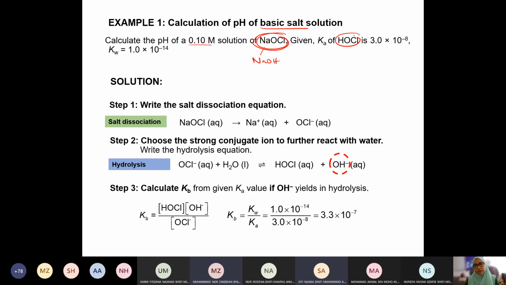Acid is quite obvious. So dia dah beritahu kat sini Ka of HOCl. And then you have Na here. Okay, so this is the salt. Sodium react dengan HOCl producing this salt. Okay, alright, so the Ka is given. So this is again guys, this is Ka of the acid. Kw is not a problem lah. Okay, we have memorized that one. Ka of the acid. Okay, alright.